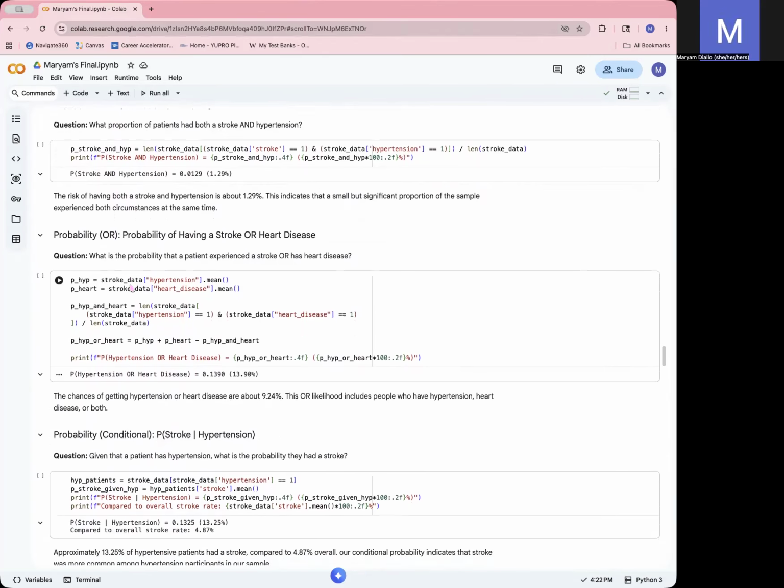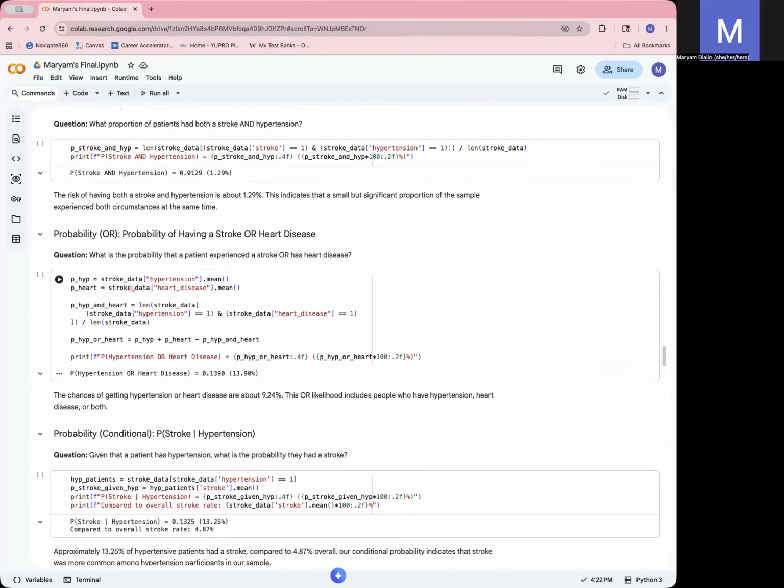And then for our OR probability, I calculated the probability of a patient having hypertension or heart disease. And then I used the formal addition rule, P(A) plus P(B) minus P(A and B). And that came out to be about 9.24%.